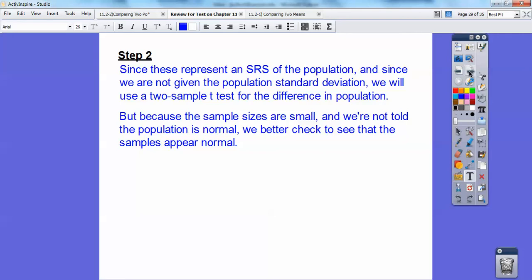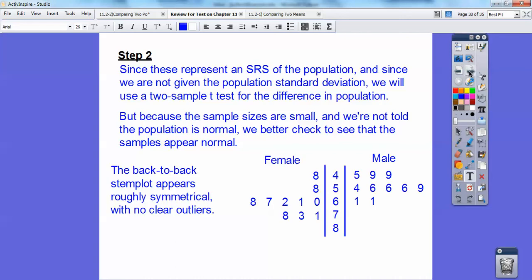So I'm going to create a back-to-back stem plot of these. So there's my back-to-back stem plots. Whoops, I think these numbers go down. In fact, I know they go down. Yeah, they go down. Sorry, this goes down right down to, boom, right there. Okay, sorry about that, you guys.